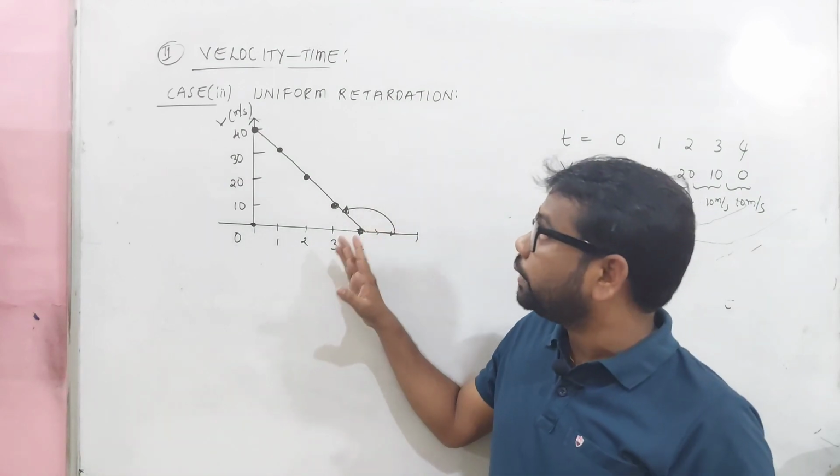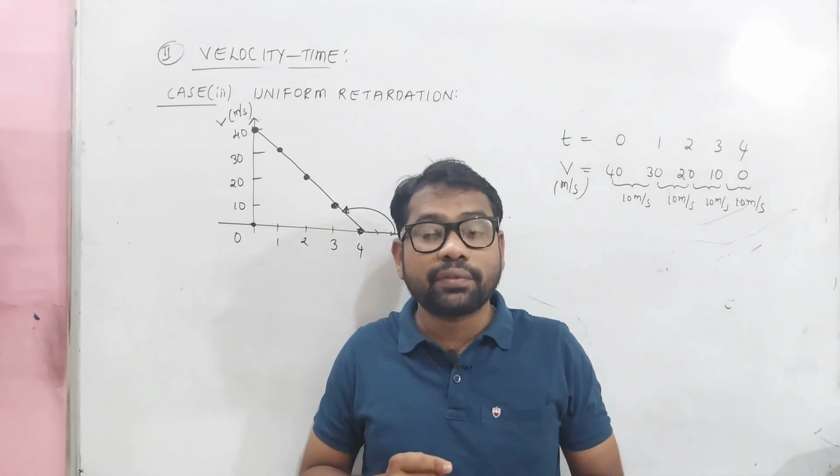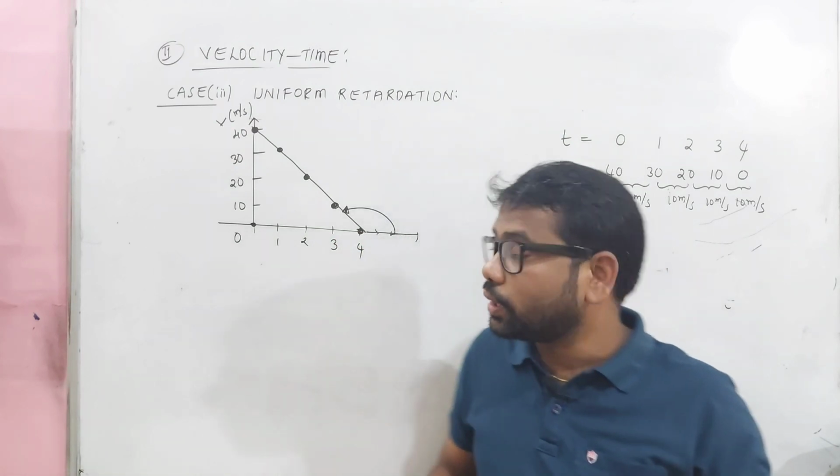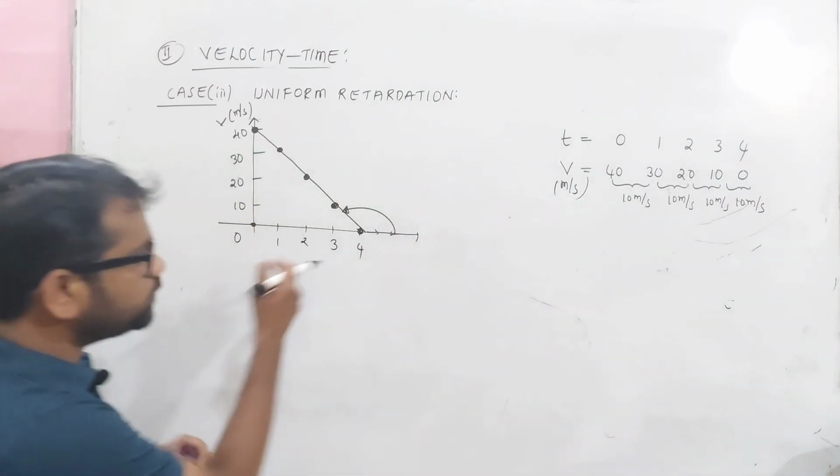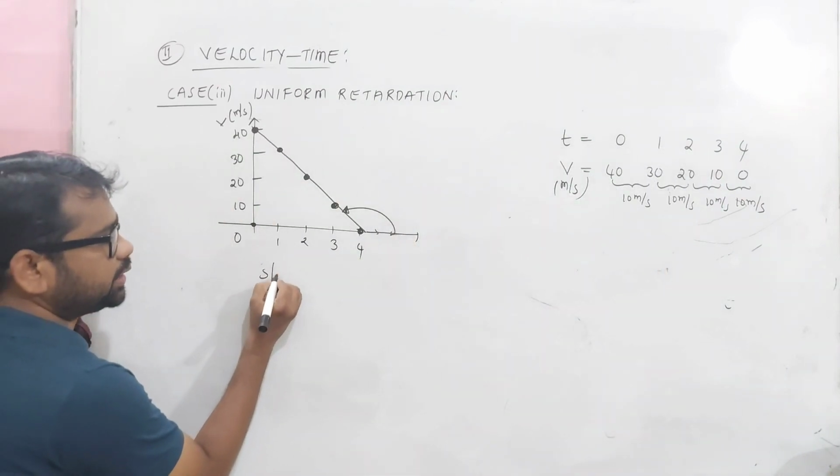What is the slope of the velocity-time graph? The slope of the velocity-time graph is acceleration, which means the acceleration has a negative value. Let us try to calculate it. Let us calculate the slope of this one.